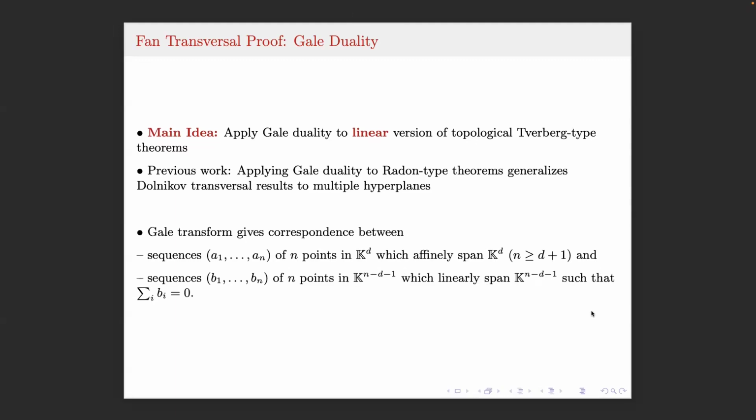All right. So I can't go into too many details of the construction, but I'll just describe a little bit what I can. So what does the Gale transform do? Well, it gives us a correspondence between sequences of endpoints in K^d, where K is either R or C, which affinely span K^d, and sequences of endpoints in K^(n-d-1), which linearly span and are such that the barycenter is the origin.